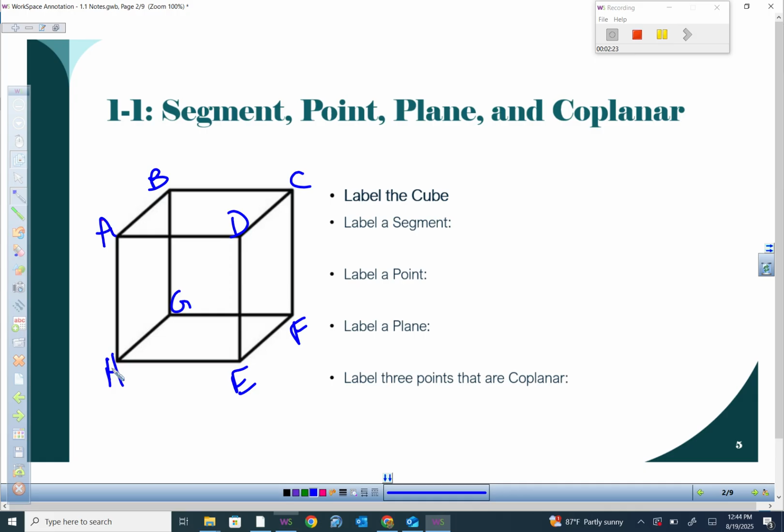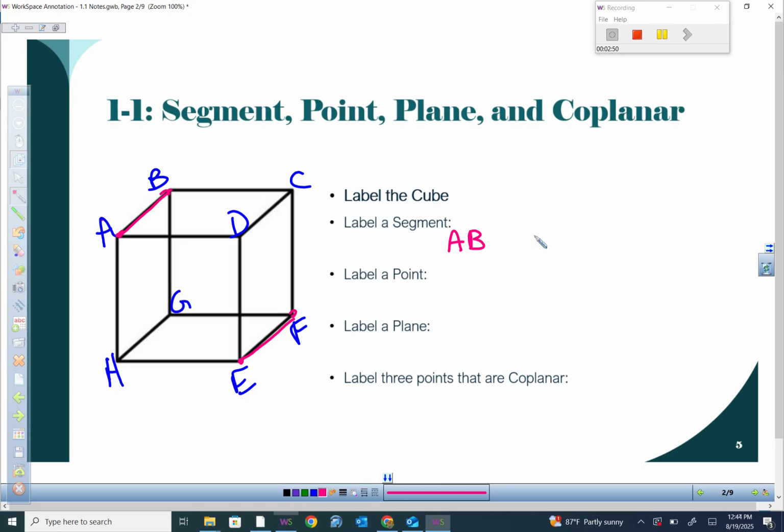Label a segment. Alright, so this is where it gets sticky. A segment is a line, basically. Well, it's not a line, so be careful because a segment and a line are different. A segment is a point to a point. So here, this point A to this point B is a segment. So A, B. Another segment, E, F.